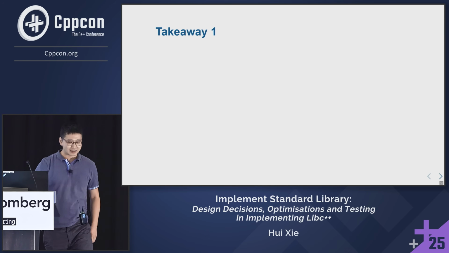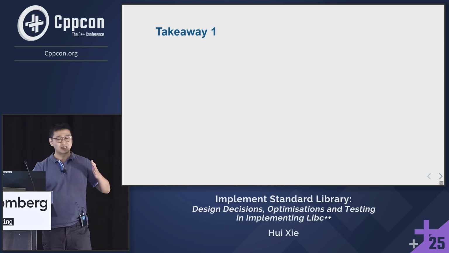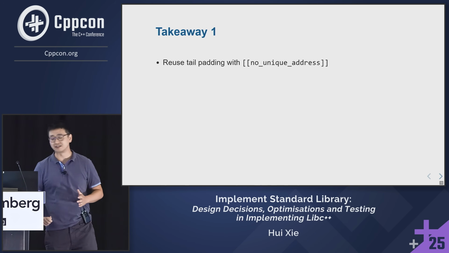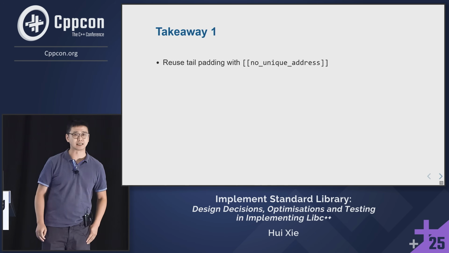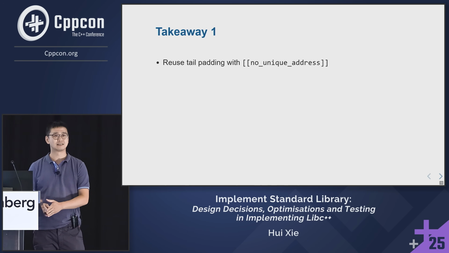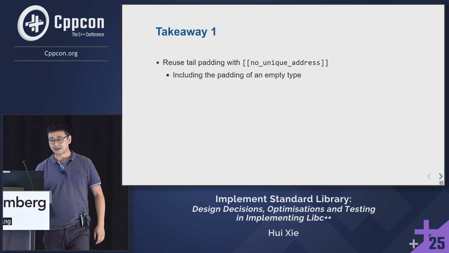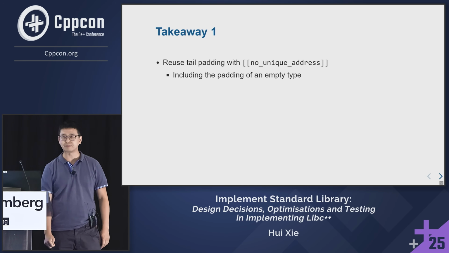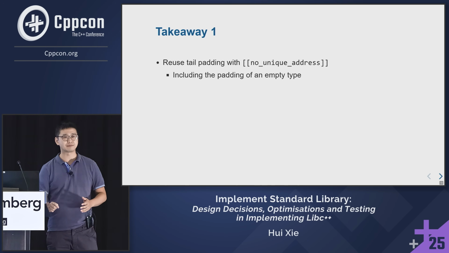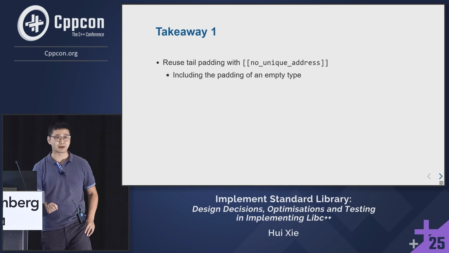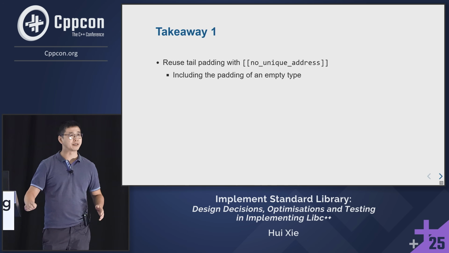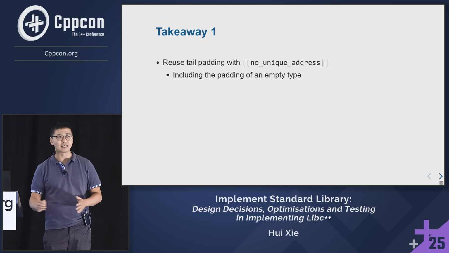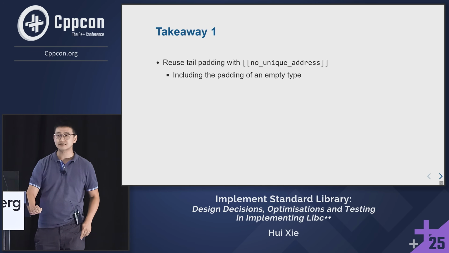So the takeaway of this example I'd like to share is that you can use this attribute, no unique address, to reuse the tail paddings inside your class. That also includes the tail padding of an empty type, because an empty type naturally has 1 byte tail padding. That's the rule of C++. And traditionally, we've been using empty-base optimization, and now we can use no unique address.